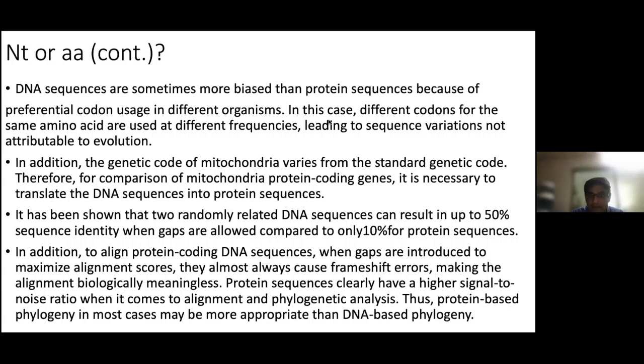And in this case, different codons for the same amino acid are used at different frequencies. That will lead to sequence variation that is not basically attributable to evolution. What it means is, even though you may find that nucleotide changes happen, and you might think it is due to evolutionary changes, actually it is not, because there hasn't been any change at the amino acid level.